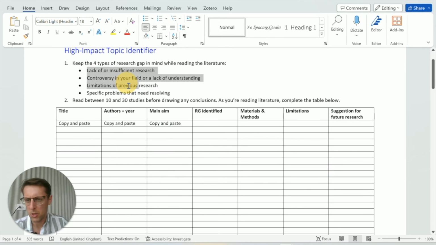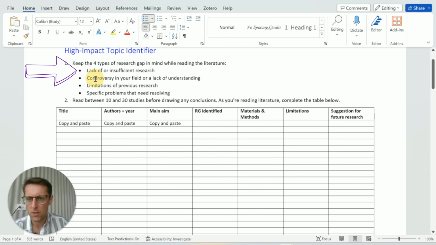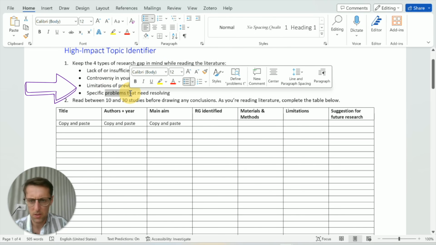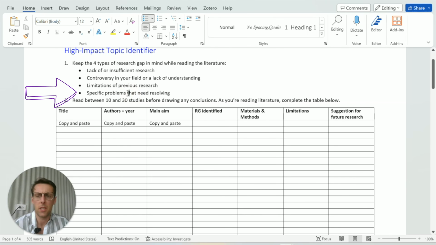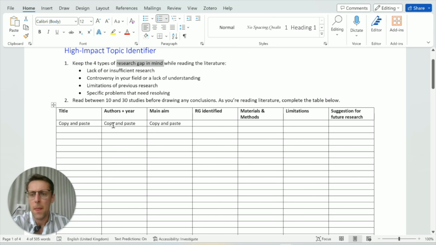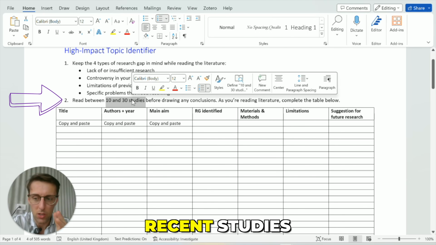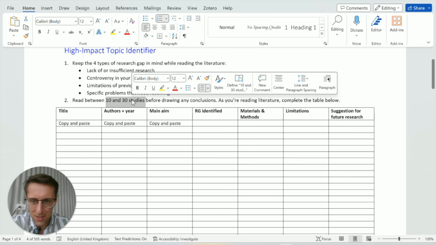Just as a reminder, as I mentioned, there are 4 types of research gap. There's lack or insufficient research, controversy in your field or lack of understanding, limitations of previous research, and specific problems that need resolving. And really the research gap is the first thing that we're going to be looking at when reading the literature. What you want to do is focus on 10 to 30 studies, and they should be recent studies. So look at the last 5, maximum 10 years. Don't look any further. You want to be looking at the most recent stuff.